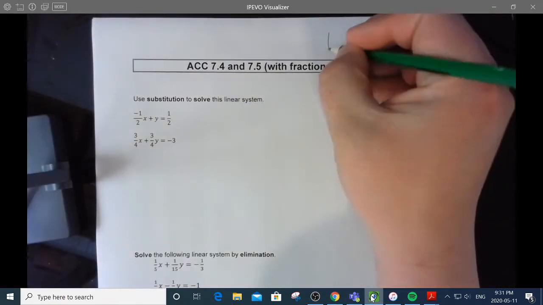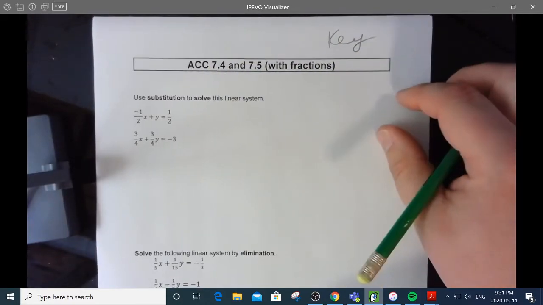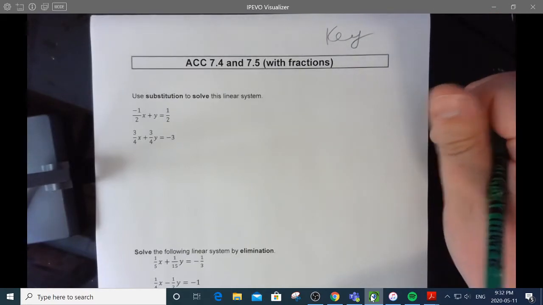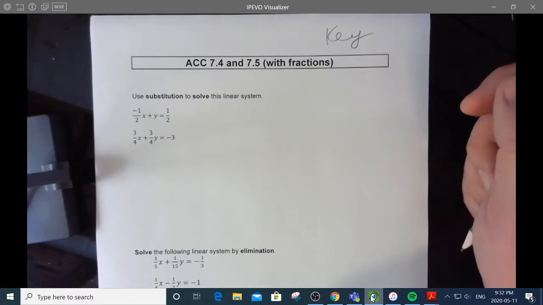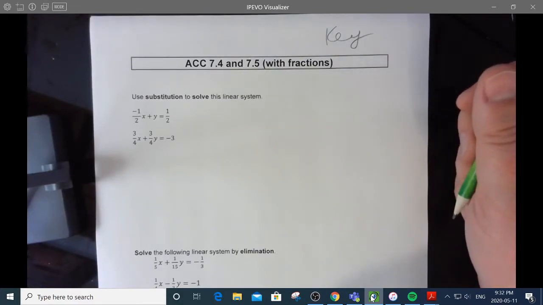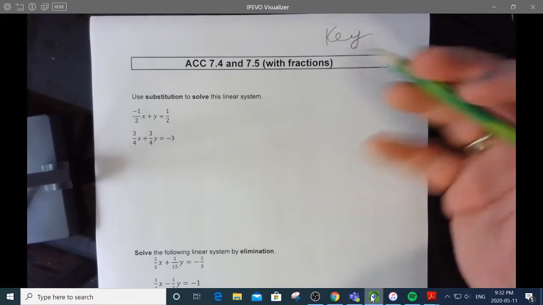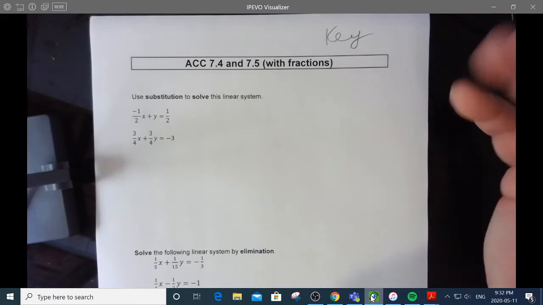This is me going through and making the answer key to the 7.4, 7.5 with fractions ACC. If you check the answer key that I'm just about to make here and you got all the right answers, you don't really need to watch this video, but if you're stumped with these, then by all means pay attention and I'll show you how I do them. I'm not saying this is the only way to do these questions, but I have a lot of experience doing this, and I have an efficiency to the way I do it.